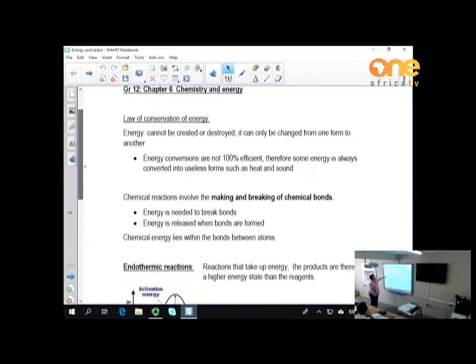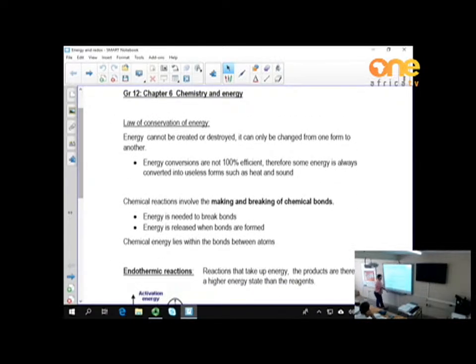All right, so energy cannot be created or destroyed. It can only be changed from one form into another. Energy conversions are not 100% efficient.